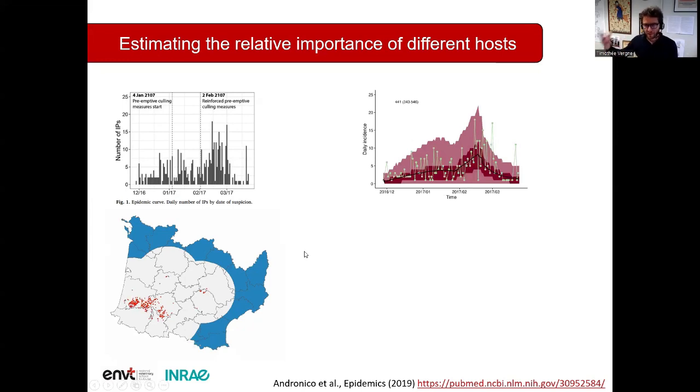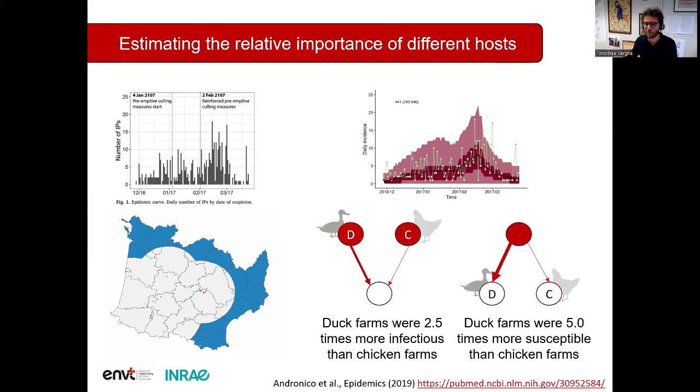So the model managed to reproduce quite well the epidemic, and most importantly, it allowed us to estimate the relative contribution of the different host species, and mostly the ducks versus the galliform farms. What was found was very interesting: the duck farms were much more infectious than chicken farms, meaning that if a susceptible farm was at the same distance from a chicken farm and from a duck farm, this susceptible farm was much more likely to become infected by the duck farm.